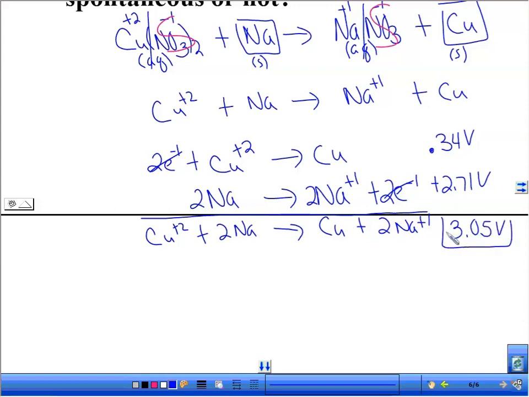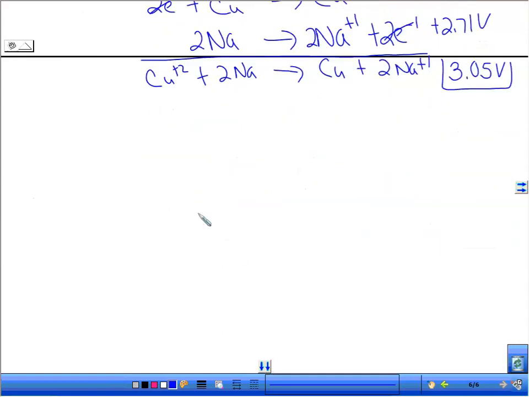So that's good. Is this spontaneous or not? It's spontaneous because we have a positive voltage. So you can actually tell if something's spontaneous or not by just looking at the voltage. But we're going to put it in Gibbs free energy just so we can see how that formula works. Delta G equals negative N times Faraday's constant times the voltage. The little circles just mean they're at normal standard conditions.